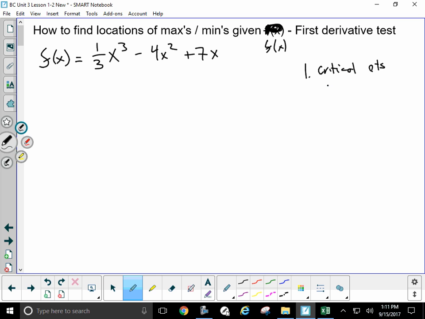Set the derivative, which you need to find, equal to 0 or c when it's undefined. Second, analyze the signs of f prime around the critical points. This is where you use your number line.